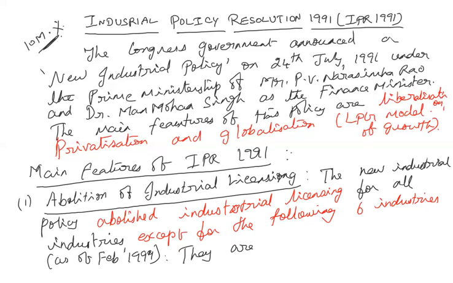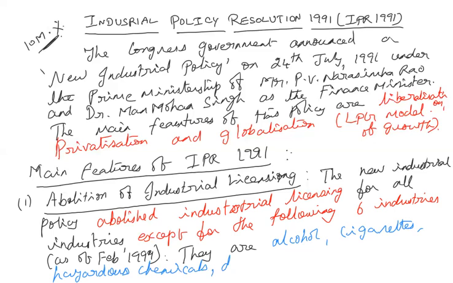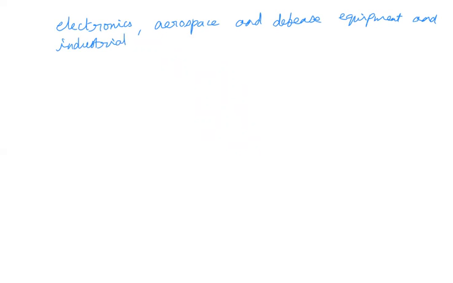They come under the categories of alcohol, cigarettes, hazardous chemicals (hazardous means dangerous), drugs and pharmaceuticals, electronics, aerospace, and defense equipment, and industrial explosives.